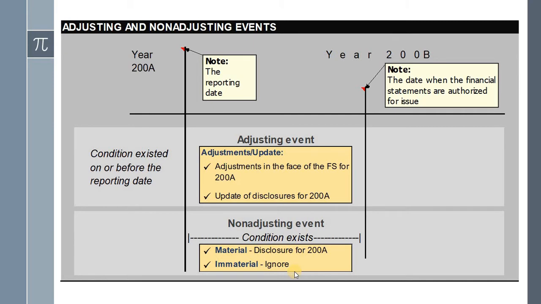So what is the accounting treatment if an event is a non-adjusting event? The accounting treatment for a non-adjusting event depends on the materiality of the information resulting from the event. If the information related to the non-adjusting event is material, although the event occurred after the reporting period and will not affect the face of the financial statements for the current period, the information needs to be disclosed for the year 2008, the current reporting period. However, if the related information is considered immaterial, such information may be ignored in the financial statements for the current period.